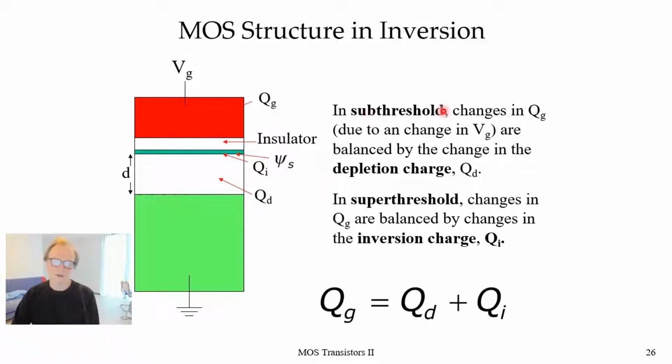In subthreshold, changes in the gate charge QG due to a change in VG are balanced by the change in the depletion charge, QD. But in superthreshold, changes in QG are balanced by changes in the inversion charge, QI, at the surface. So it's always true that the gate charge is equal to the sum of the depletion charge plus the inversion charge. So what do these charges look like as a function of voltage, all the way from weak inversion through strong inversion?